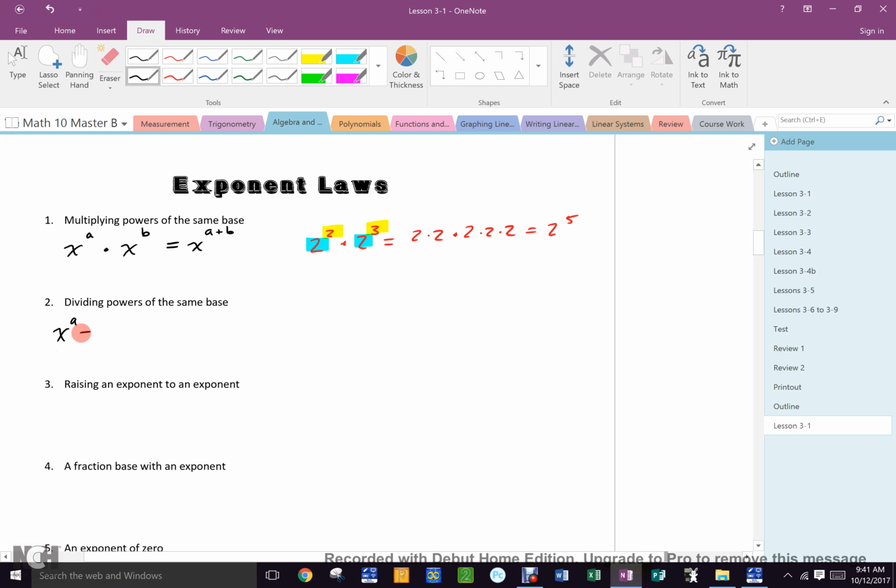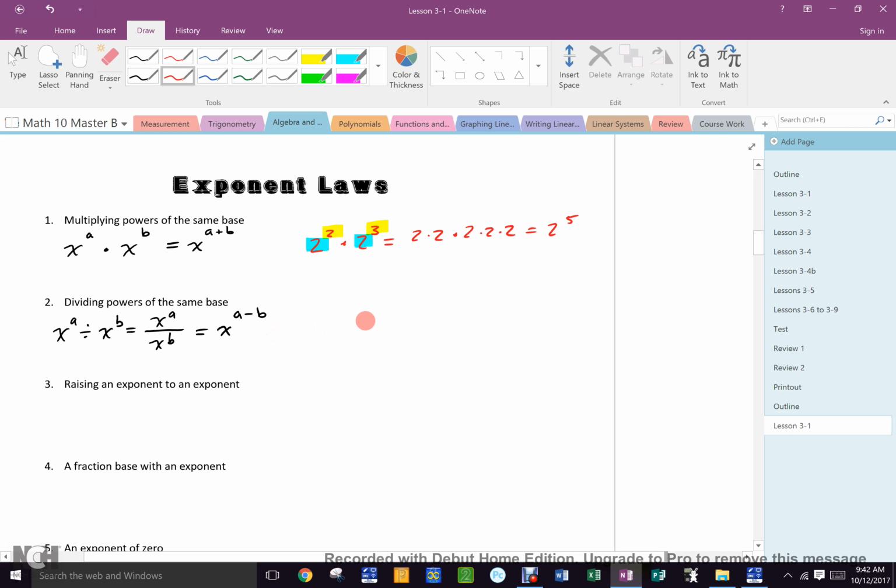X to the a divided by x to the b. Rewrite that in another way. How else can we show division in math? As a fraction. This is the same as x to the a over x to the b. You guys are smart kids. If multiply is add, divide is the opposite of multiply. What do we do? Subtract. That's x to the a minus b.